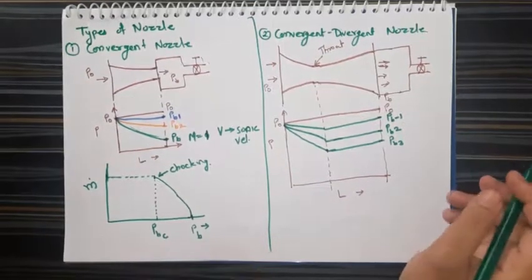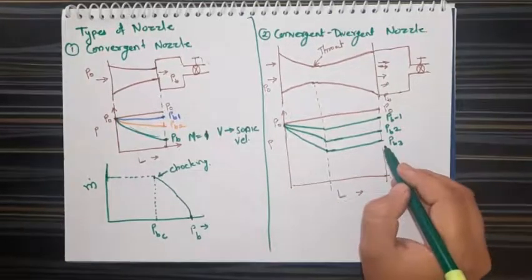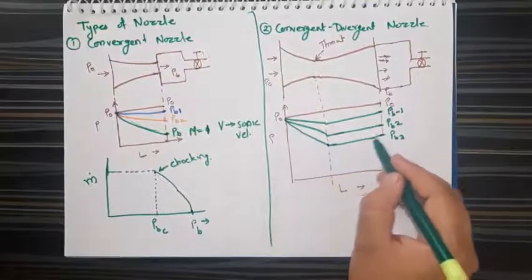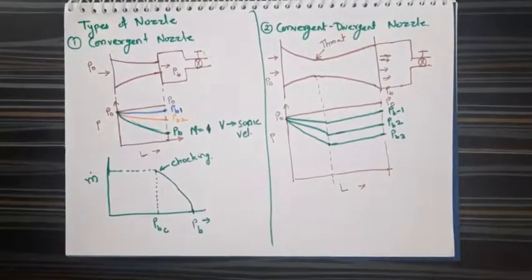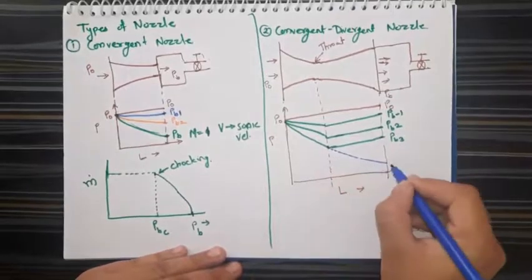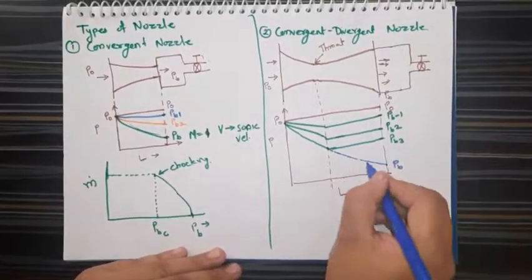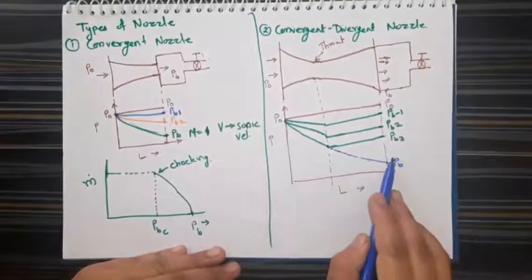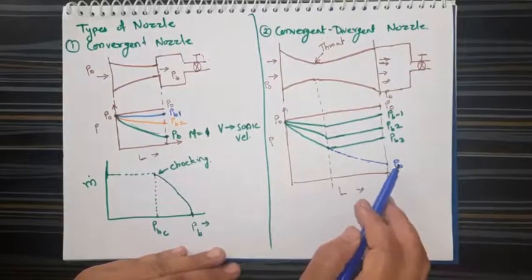Okay, now let's say someone told you that there is another back pressure where, instead of increasing, the pressure will be continuously decreasing. So let me draw. Let's say it will be like this. So this is something known as back pressure PB. That means this pressure P0 will continuously decrease to PB.